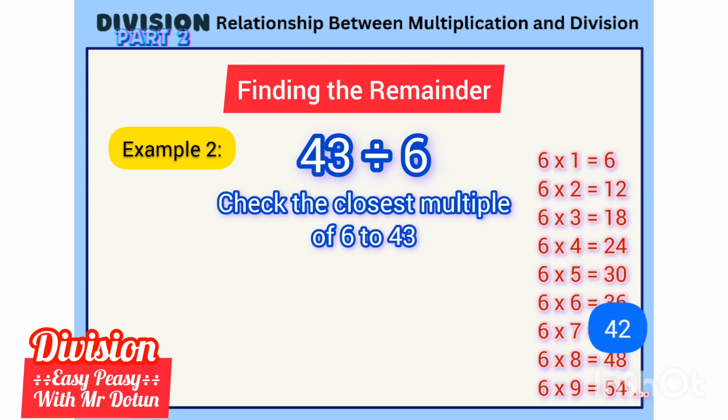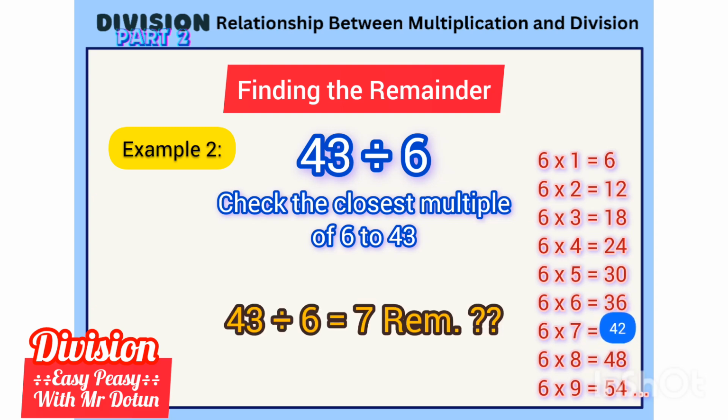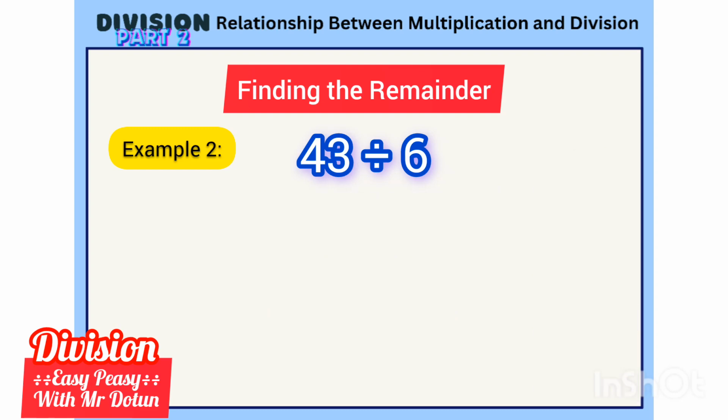So we know now that 6 times 7 is 42. So 43 divided by 6 will equal 7 with a remainder. So 7 remainder what? We move to step 2. In step 2, we'll find out the remainder. And how do we do that?